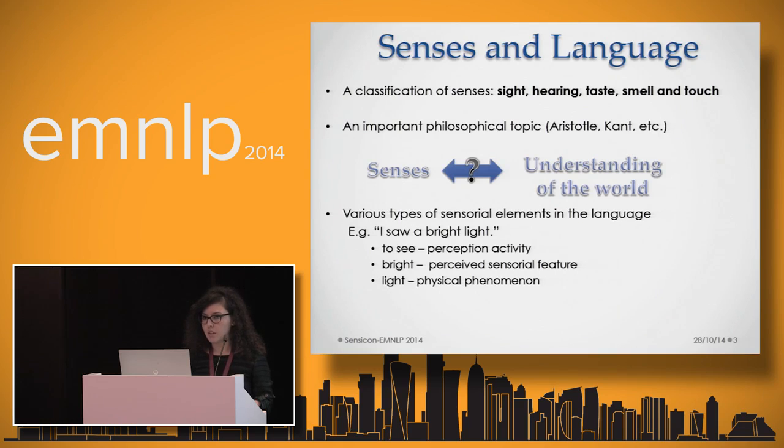While this perception is a very private experience, and it depends on each human being, we can share our private experiences by using the language, and we can embed sensorial elements in the language, and we can describe our perception of the world. There are various types of sensorial elements in the language. In this very simple example, I saw a bright light. We can see 3 of them. The first one is saw, and it shows a perception activity. And the other one is bright, and it's an adjective, and it's a perceived sensorial feature. And the last one is light, and it's a physical phenomenon that we can see.